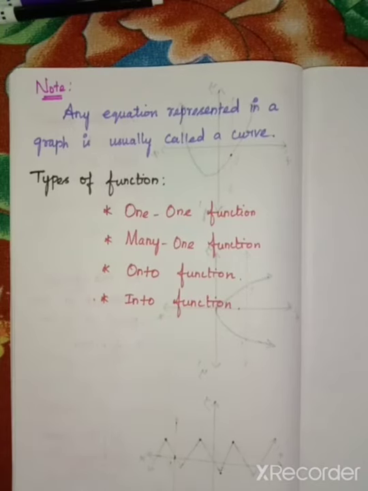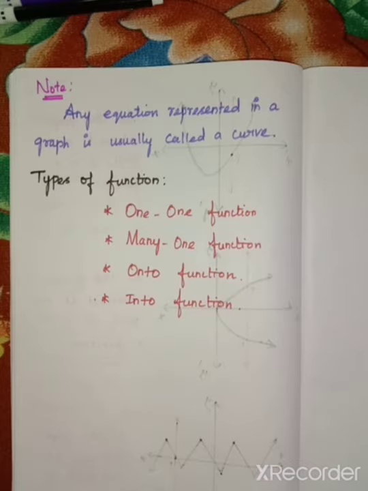Note: any equation represented in a graph is usually called a curve. See, next is types of function. There are 4 types of function. The difference is that there are 3 representations of function, while types of function are 4. They are one-to-one function, many-to-one function, onto function, and into function. Again I repeat: one-to-one function, many-to-one function, onto function, into function.